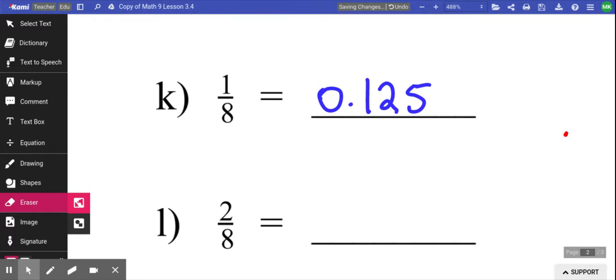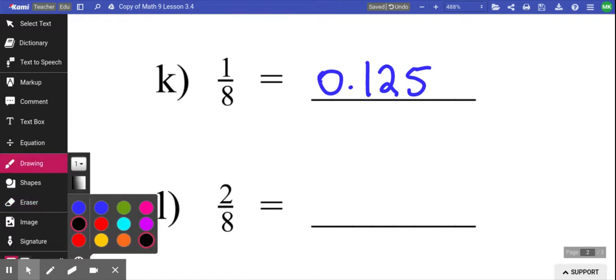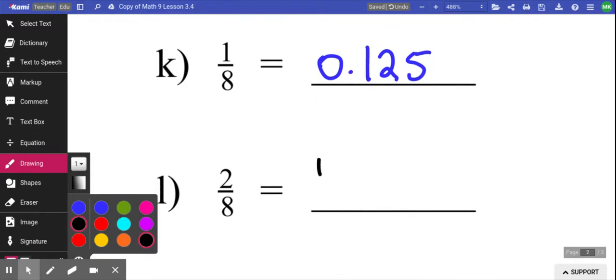But for the other eighths, I'm always going to try to reduce, because eighths usually reduce. For instance, 2/8 reduces to be what? 1/4. Right? So try to reduce eighths. 2/8 turns into 1/4. 1/4 is 0.25.